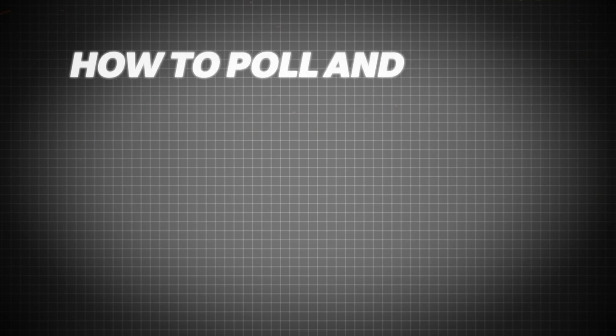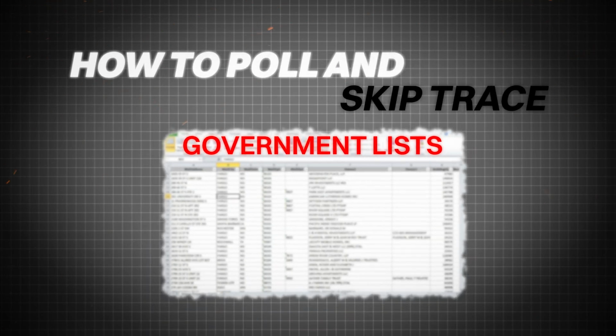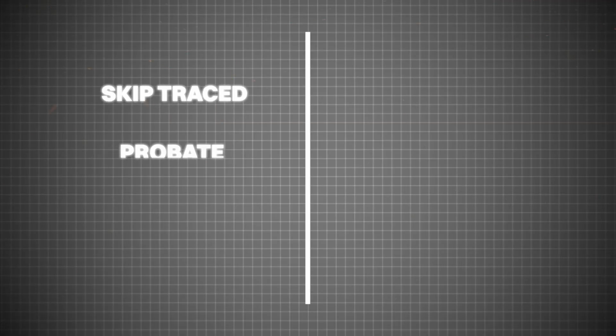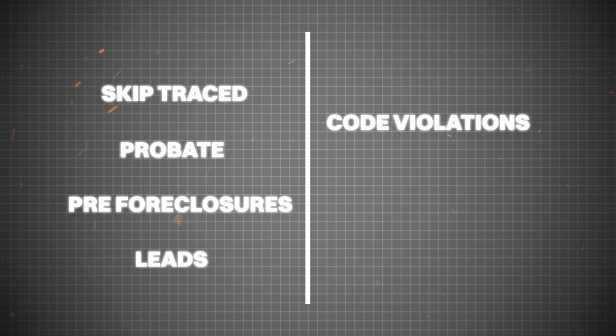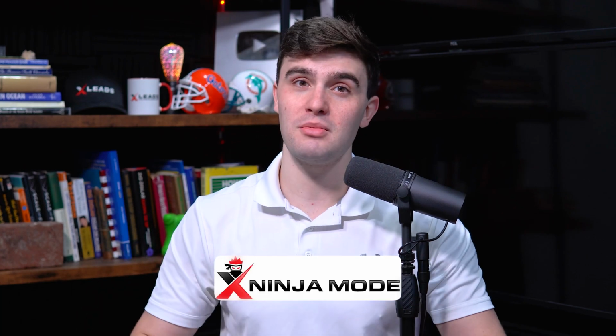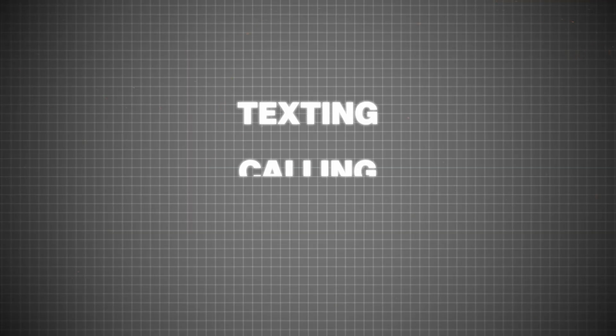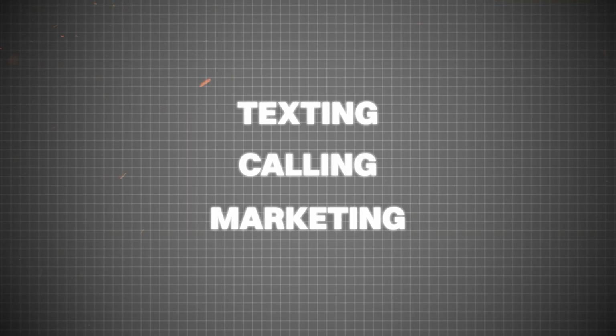How to pull and skip trace government lists inside of XLeads. So yes, there is a way for you to get skip traced probates, pre-foreclosures, liens, code violations, bankruptcies, divorce, like all the courthouse government lists that you know and love. You could actually get them skip traced inside of XLeads and put right into Ninja Mode so you could start texting, calling, and marketing to these type of sellers.